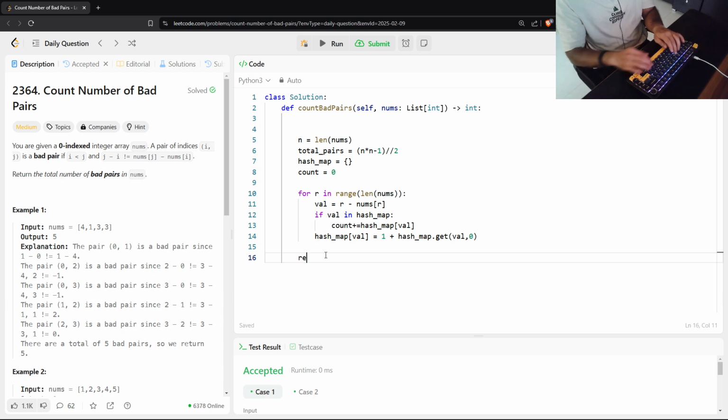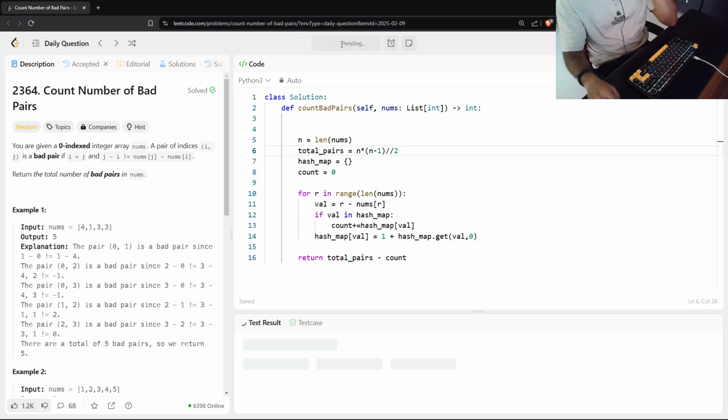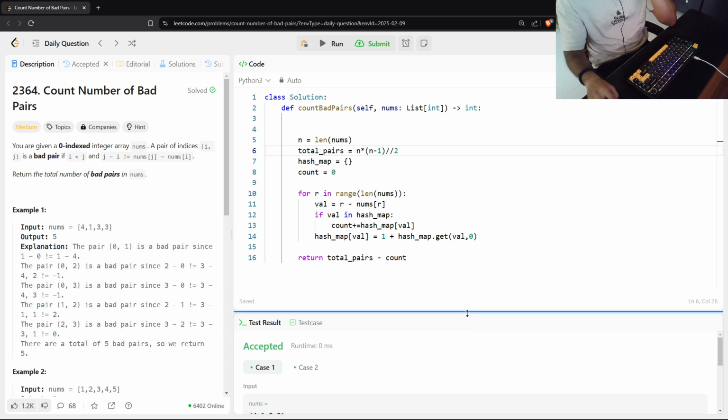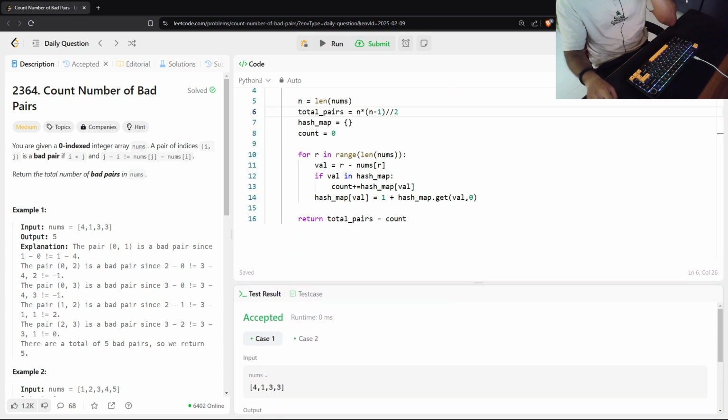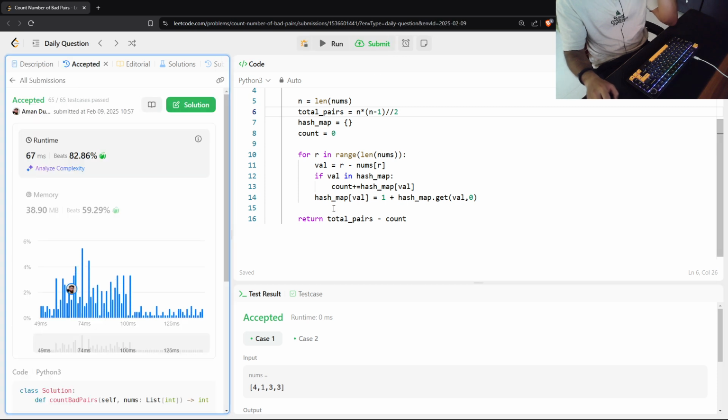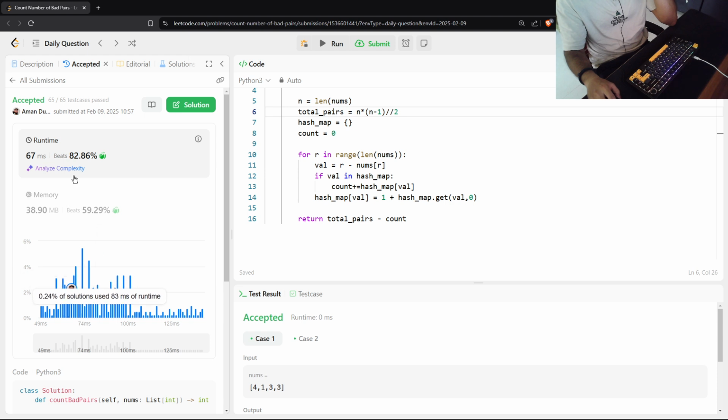So in the end, we just need to return the total possible pairs that we have, minus the count value. Count is nothing but the good pairs. So total pairs minus the count is going to give us the total number of bad pairs. So let's try to run this now. As you can see, all the test cases are satisfying. Let's try to submit this. Yeah, as you can see, this is a pretty efficient solution and is beating all the test cases as well.